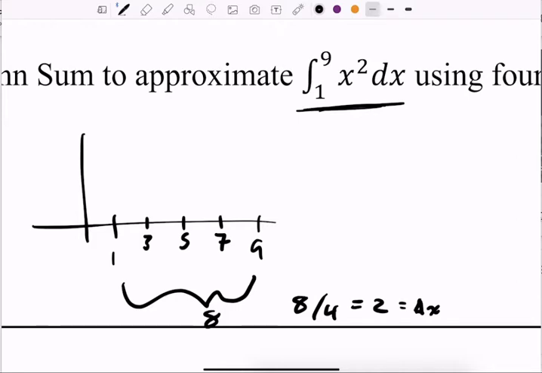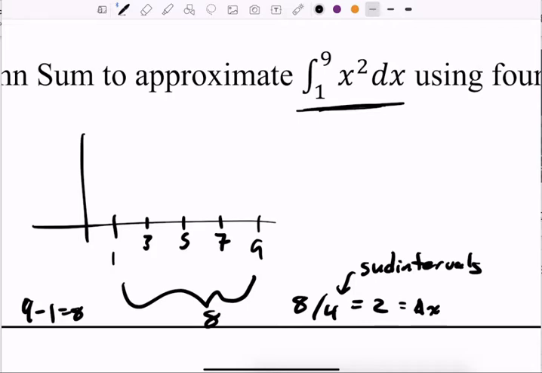Okay, how'd you do that? I went 9 minus 1 equals 8. Okay, and then I went 8 divided by 4, and that's your subdivisions or subintervals. That means there's 4 rectangles.